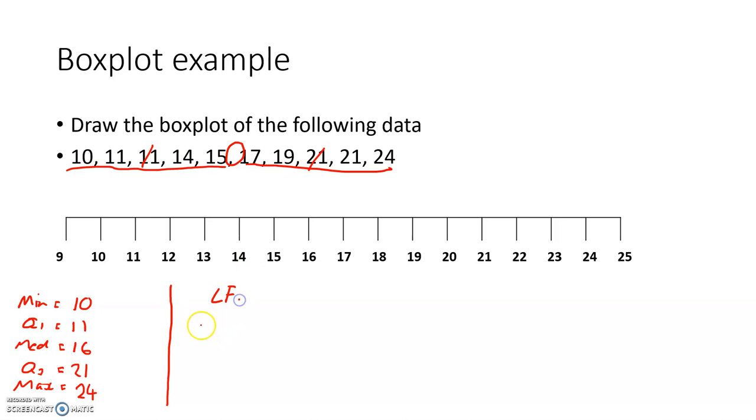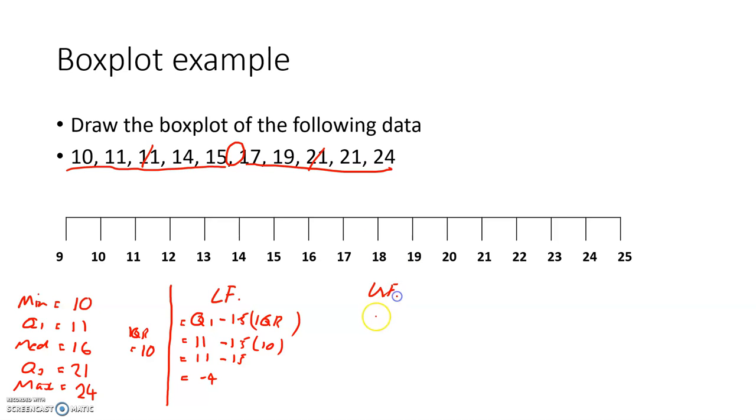So lower fence, Q1 take away 1.5 by IQR. We need to know the IQR first from here. And IQR is Q3 take away Q1, so 21 take away 11, which is 10. So the lower fence, Q1 was 11, take away 1.5 times 10, 11 take away 15, which is -4. There is no numbers here below -4, so there's no outliers below the lower fence.